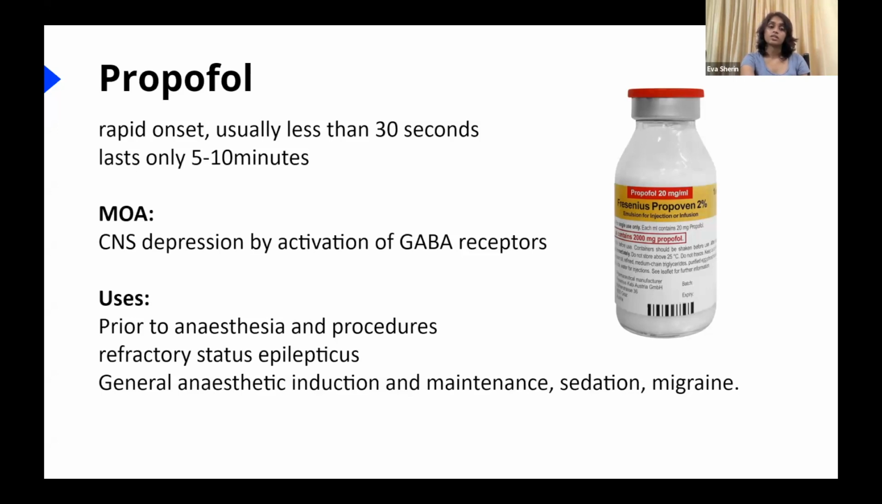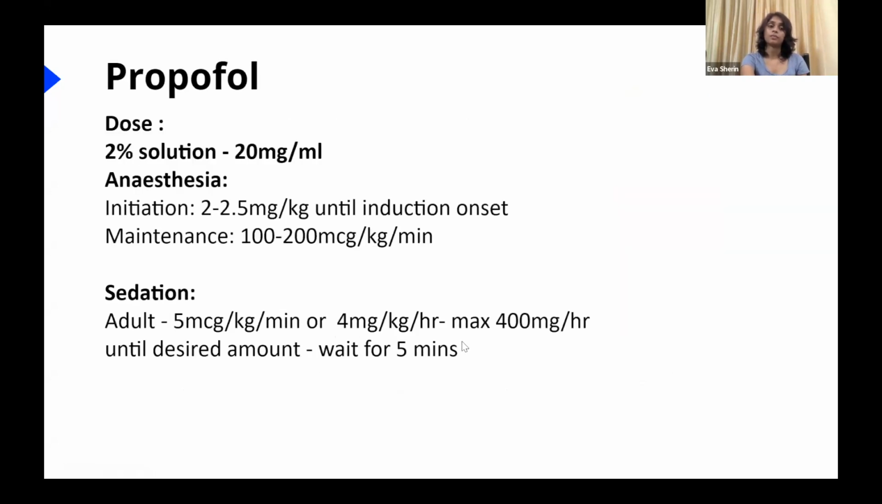It's also a CNS depressant, and it acts on GABA receptors. Prior to anesthesia and procedures, it's used in refractory status epilepticus, where many other drugs like phenytoin and midazolam haven't worked. Generalized anesthetic, induction and maintenance, sedation, and migraines as well. It usually comes in a 2% solution, 1% solution as well. It comes as 20 milligrams per ml or 10 milligrams per ml.